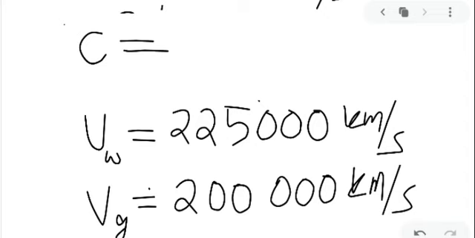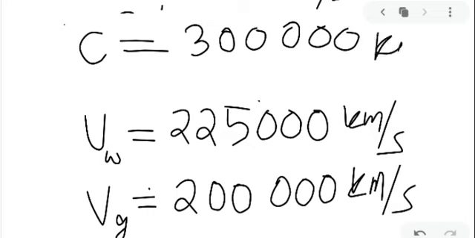The C, speed of light in vacuum, is 300,000 kilometers per second. So it's 3 lakh kilometers per second.